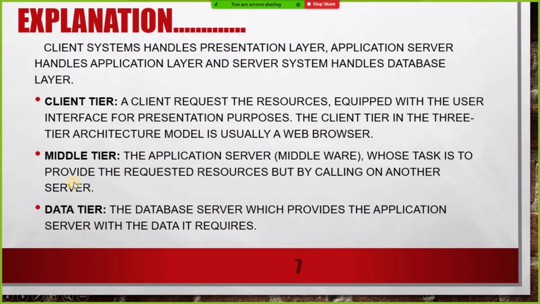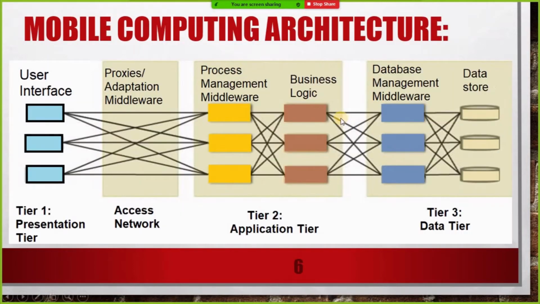The middle tier processes the information sent by the client tier and forwards it to the data tier. Finally, the data tier provides the application server with the data it requires. So this is all about how each tier operates. You can think of this figure as a combination of client and server, meaning the client sends the request and the server provides a response to the request.